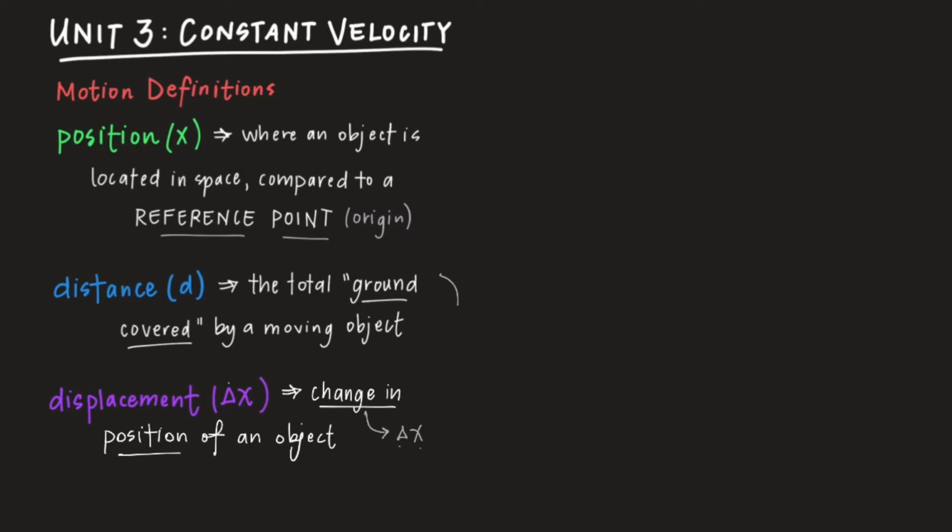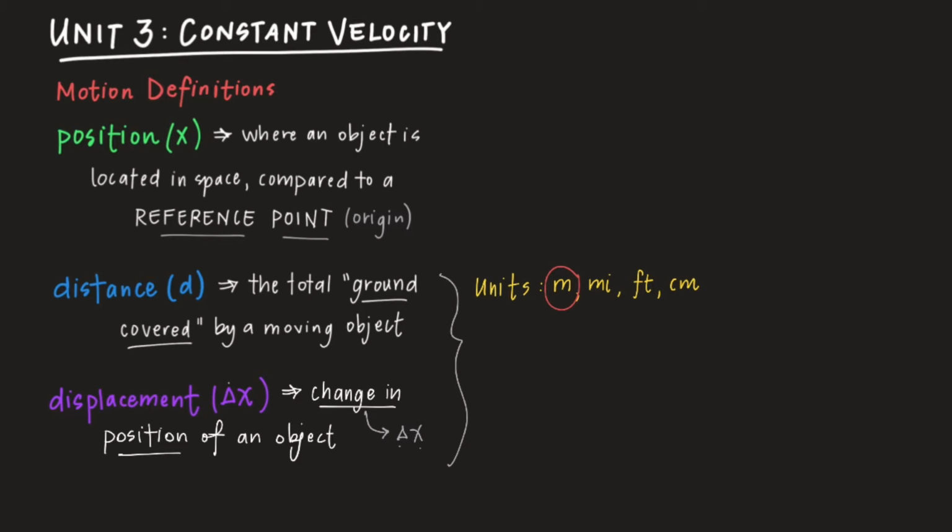But you'll notice that the total ground covered and the change in position, they're kind of similar ideas. So they have the same units. They're units of distance or length. So this could be meters or miles or feet or centimeters or steps or whatever it is. They're units of length. The primary one that we use in physics is meters, though. So that's the same for distance or displacement. We measure it in meters.